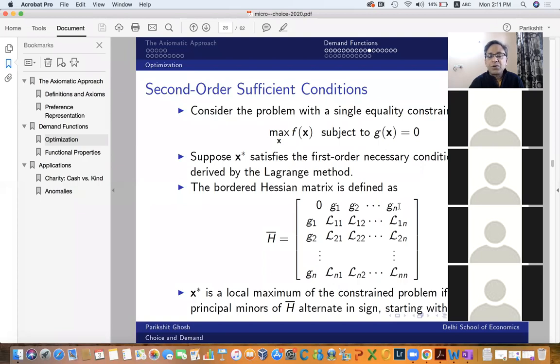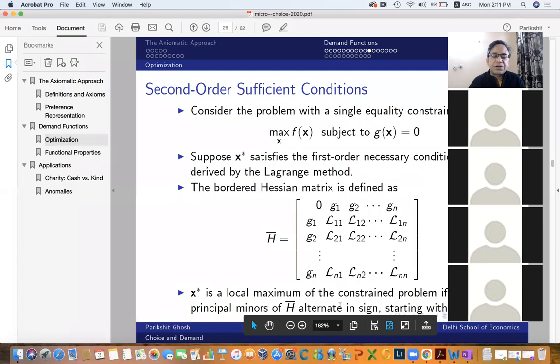If we didn't have this row and column, if we just took a matrix of second derivatives, that would have been the Hessian matrix of the Lagrangian function. And we'll see the non-bordered, the ordinary Hessian, a few slides later. But here the matrix has this row and this column, which acts like a border. So it's called bordered Hessian. So we construct this matrix, and then what is the second order condition?